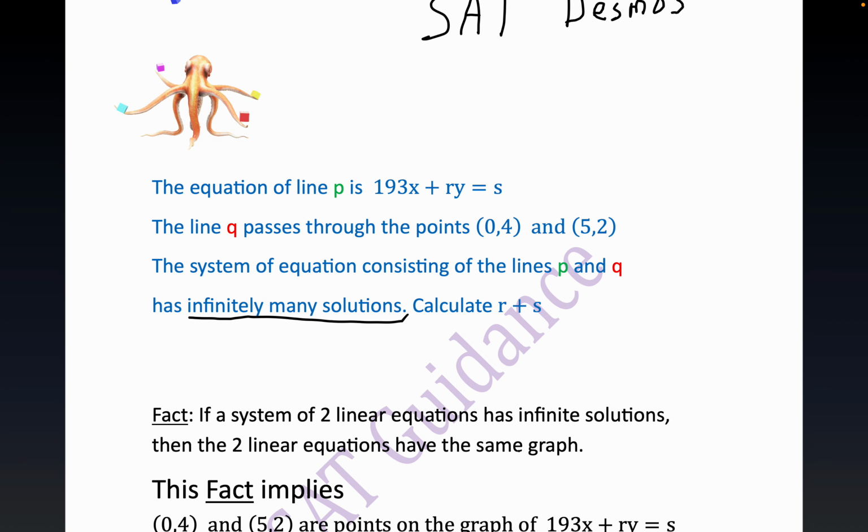But notice this wouldn't change for an arbitrary (a, b). If (a, b) was a point on this graph, it would also be a point on this graph. Okay, so that means that we can justify just substituting (0, 4) and (5, 2) into our explicit equation here.